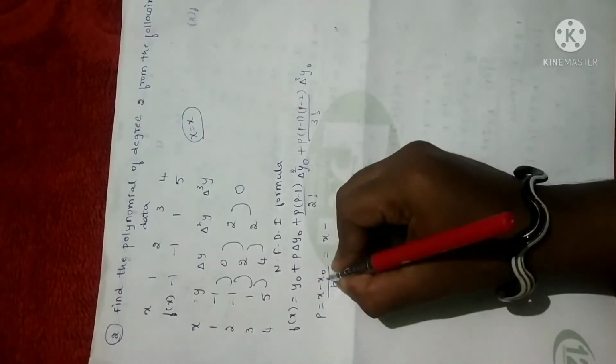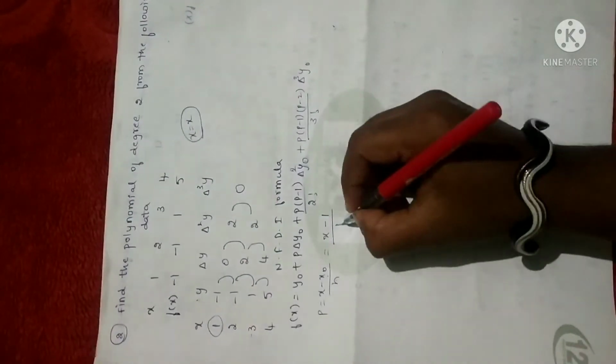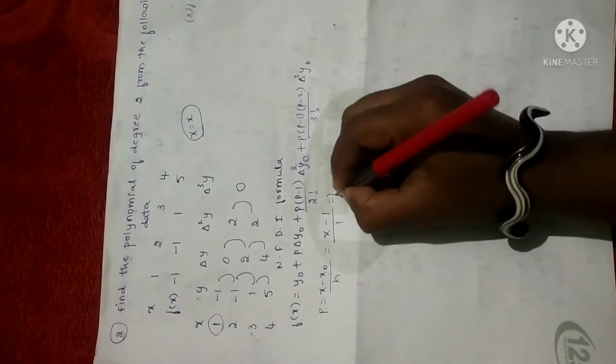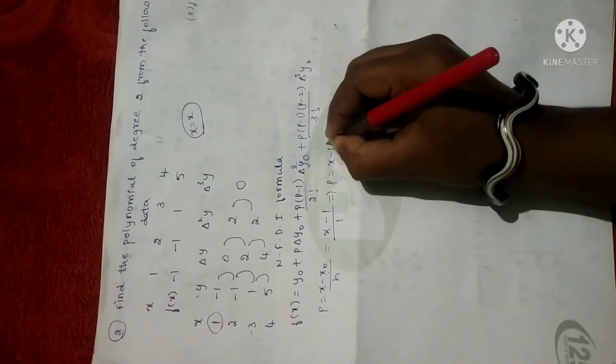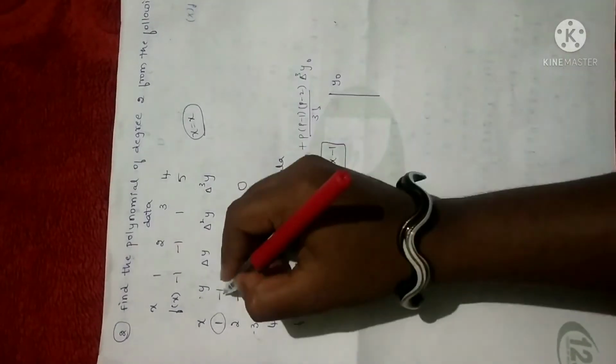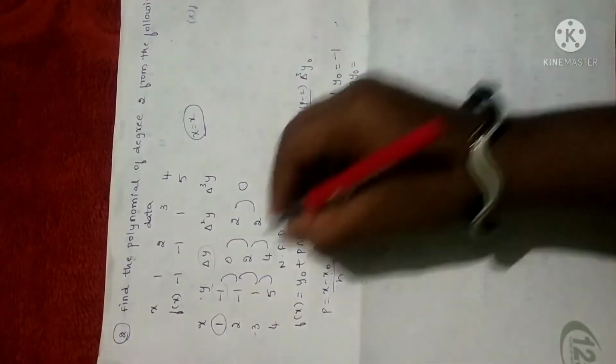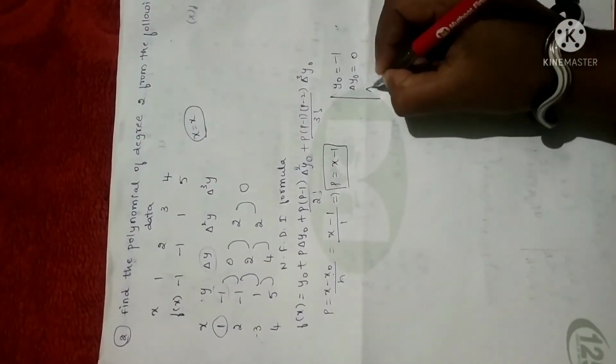That is the shortcut. So x naught is the first value of x, so x naught is 1, divided by h, the common difference, which everywhere is 1 only. Therefore the required p value is x minus 1. Now make a list. y naught is the initial value of y, that is the first value, minus 1. Delta y naught, the first value of delta y, is 0. Again delta square y naught is the first value, again it is 2.